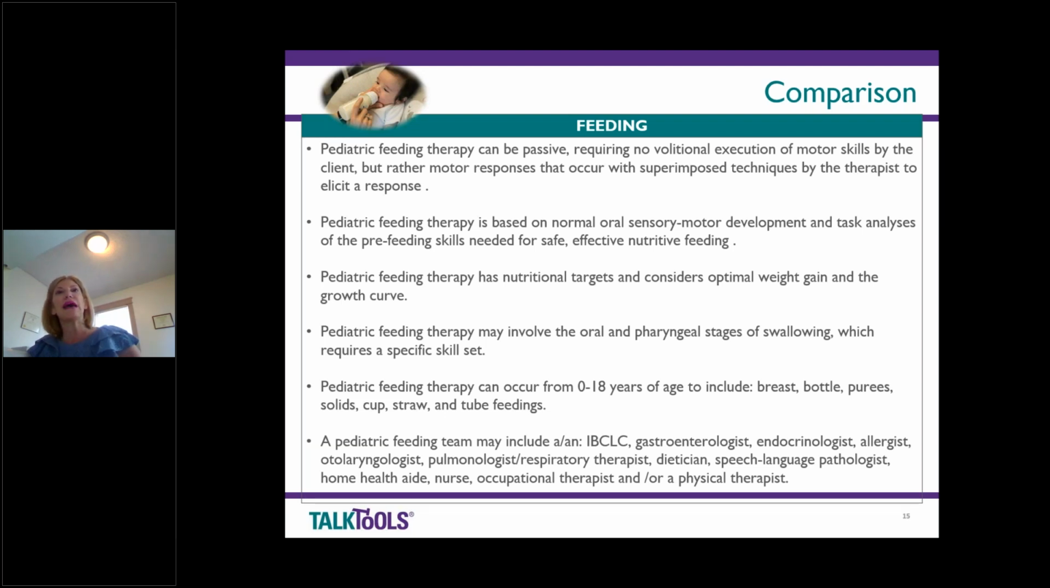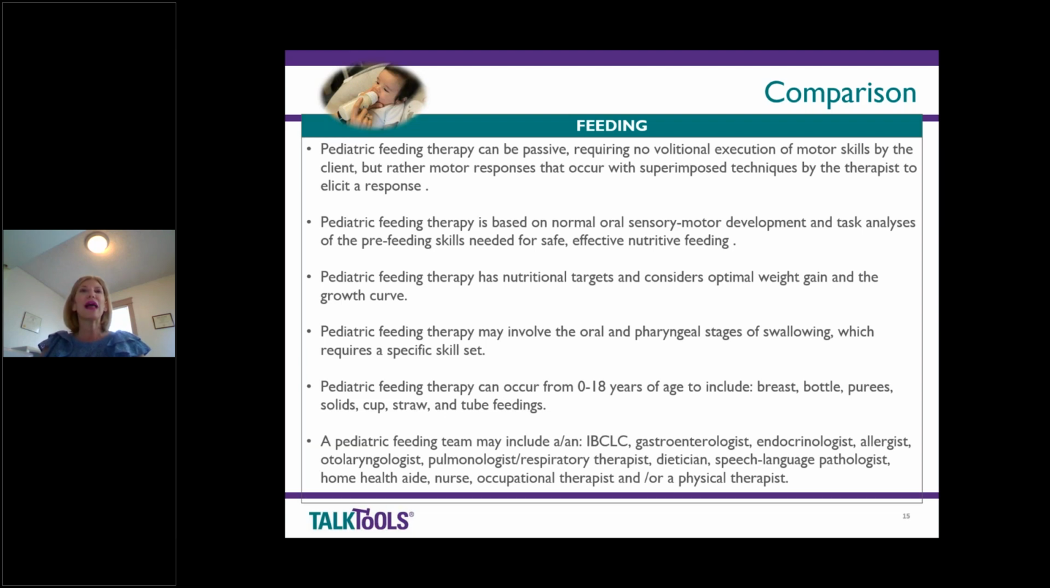And there are issues that are inhibiting that feeding. Pediatric feeding may involve the oral and pharyngeal phases of swallowing, and that requires a specific skill set. If I think a baby's aspirating, I'm going to send that baby to an outpatient hospital facility where I know that they're dealing with the pharyngeal phase of swallowing. I'm not doing that in my office. It can occur from 0 to 18 and includes breast, bottle, puree, solid, cup, straw, and tube feeding.